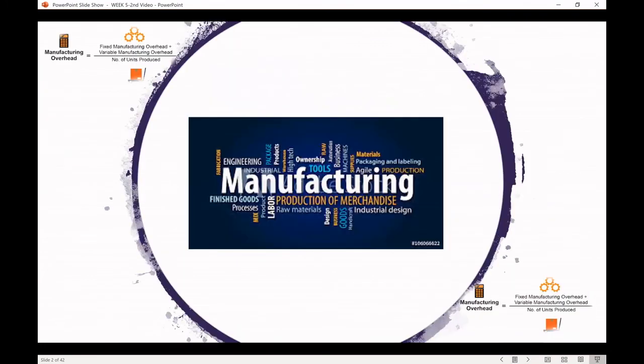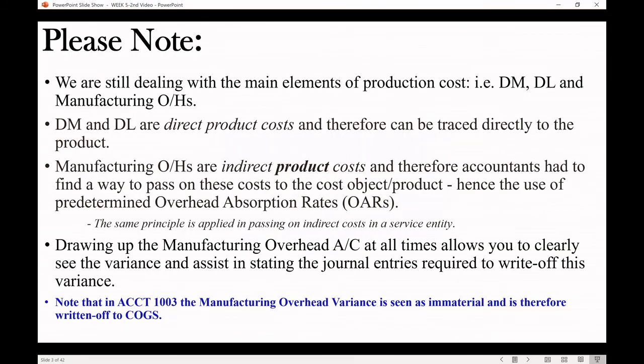Today we're continuing our look at manufacturing overheads. However, we are taking another step further. Last week we had looked at how it affected a manufacturing business, right? And our important statement is that the principle applies when passing on costs in a service entity, but we're still finding OAR, we're still doing up our manufacturing overhead account if the need arises for us to declare a variance, etc. Right?